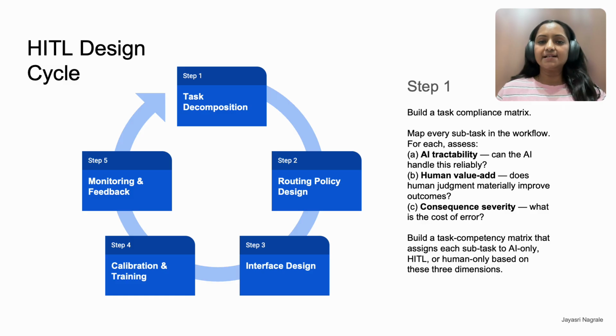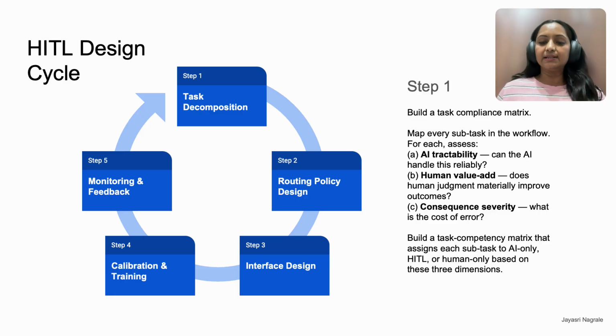In the first step of the HITL design cycle, we are going to look at all the tasks. It's called task decomposition. What we're trying to do is consider the whole AI process end to end, and decompose that into smaller subtasks. The aim of this step is to build a task compliance matrix. So we take all of those smaller tasks inside of the larger task, and for each subtask that we have identified, we will gauge them across three parameters.